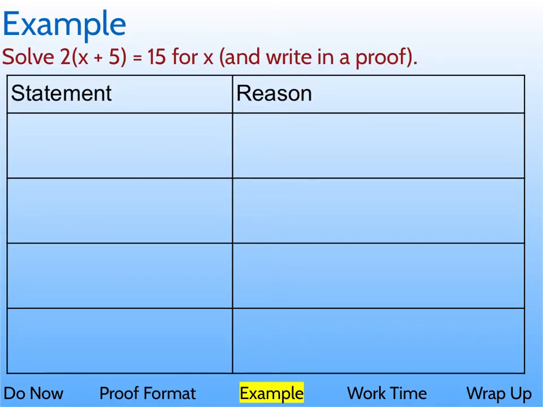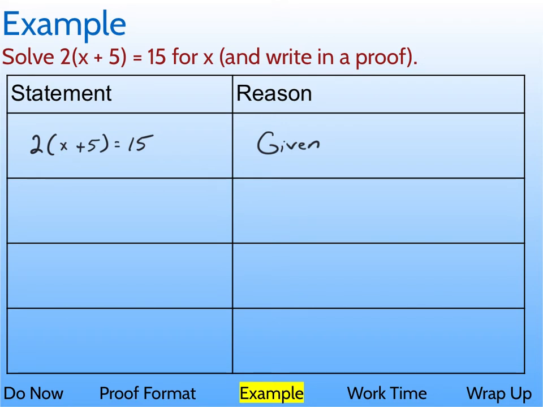All right, so now we're going to write one of these from scratch. And we're going to start with the equation 2 parentheses x plus 5 equals 15. So let's start off with that in the first statement. We'll have 2 quantity x plus 5 equals 15. And the reason here is given, because we started with it. Please do not abuse the phrase given. So many students decide that everything is given. That's not the case. Just the beginning stuff that you're actually given is given.